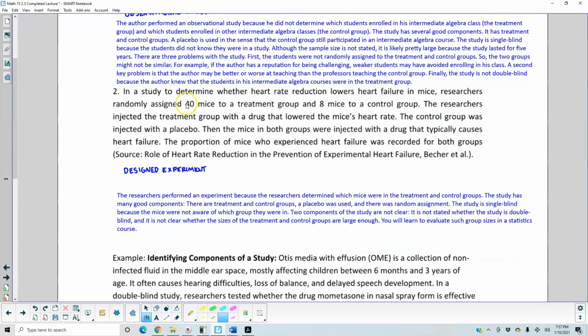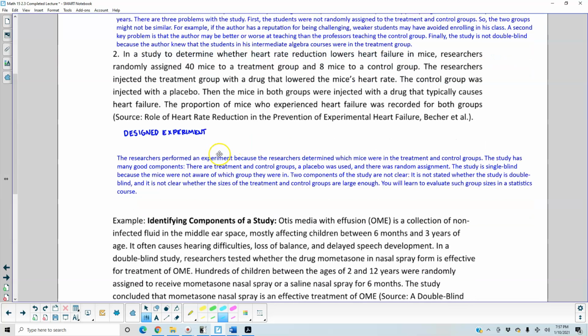Number 2. In a study to determine whether heart rate reduction lowers heart failure in mice, researchers randomly assigned 40 mice to a treatment group and 8 mice to a control group. The researchers injected the treatment group with a drug that lowered the mice's heart rate. The control group was injected with a placebo. Then the mice in both groups were injected with a drug that typically causes heart failure. The proportion of mice who experienced heart failure was recorded for both groups. This is what we call a designed experiment.